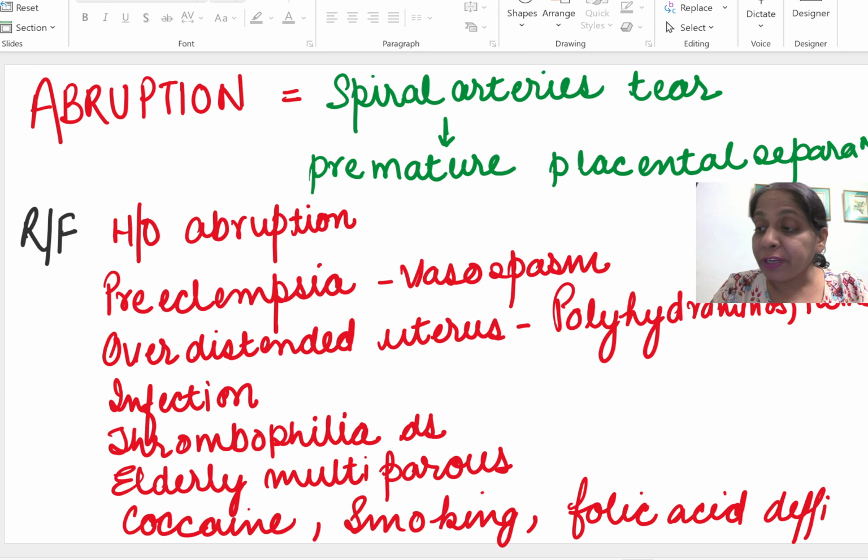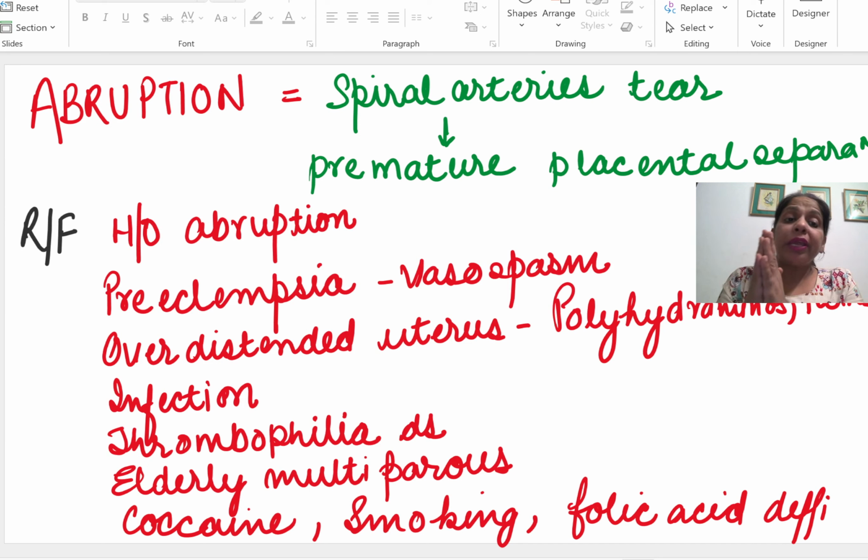Next is thrombophilia. In thrombophilia diseases there is thrombosis, and that is why there is this problem. The spiral arteries tear after thrombosis. Now you all know a multiparous lady, an elderly gravida lady, these ladies have problems in their vessels. The vessels have atherosclerosis, with more lipid deposition. So that is why elderly and multiparous women are also prone to abruption.